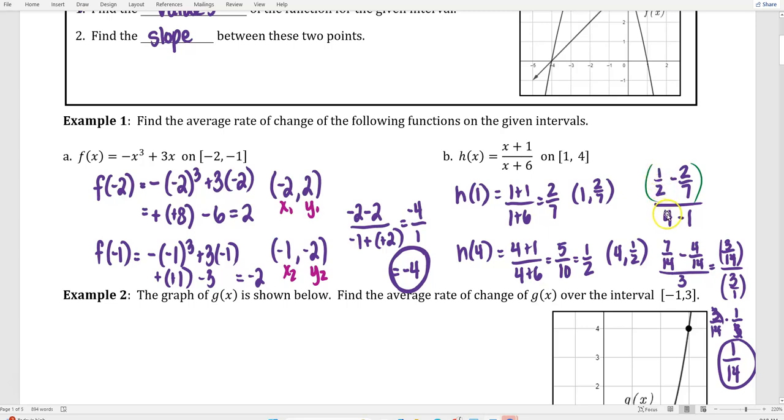We got 1 out of the 2 pieces. This pizza is cut into 7 pieces. We got 2 of the 7 pieces. We can't just slap those together because they're not the same size pieces, right? So we got to get common denominators. 14 is going to be your common denominator here.